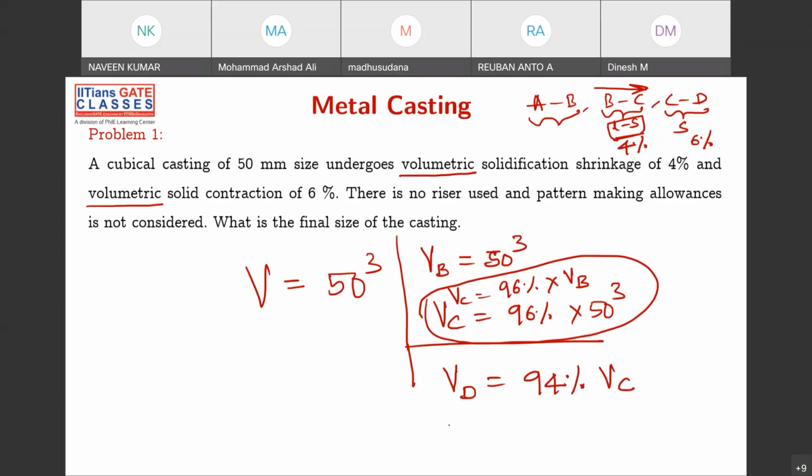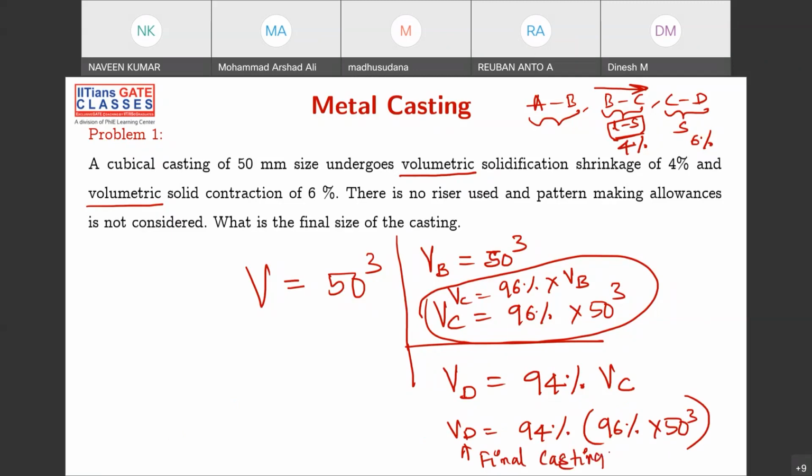Yes. So volume at D is equal to 94% of what? Volume at C. Substitute: volume at C is 96% of 50 cube. Am I right? Yes or no? And is it not final casting? This is final casting only. Volume at D is final casting. After that, nothing is happening, right?